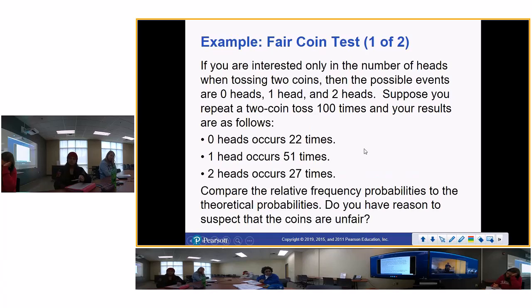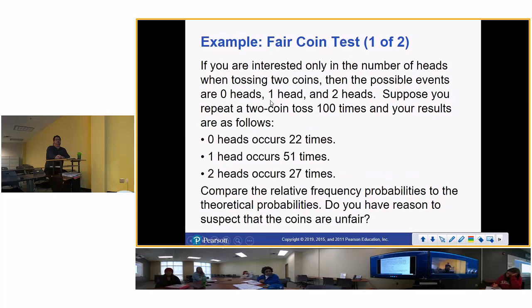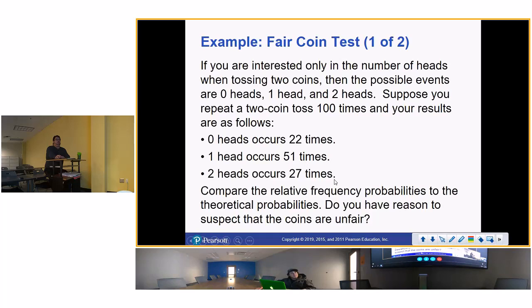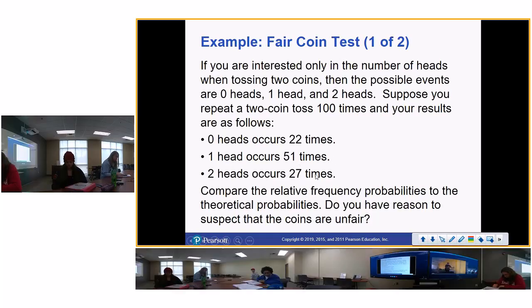Fair coin test. Suppose you repeat it too. Compare the relative frequencies. Okay, 0 out of 22 would be 0. 1 out of 51 would be, I don't know. You'd have to do that in the calculator. What's 1 divided by 51? And then 2 divided by 27, and then compare which is the best probability. Well, I can tell it's going to be between B and C because anything is better than what? What's 0 divided by 22? 0. So anything's going to be better than that. So what's 1 divided by 51? 0.02. And what's 2 divided by 27?